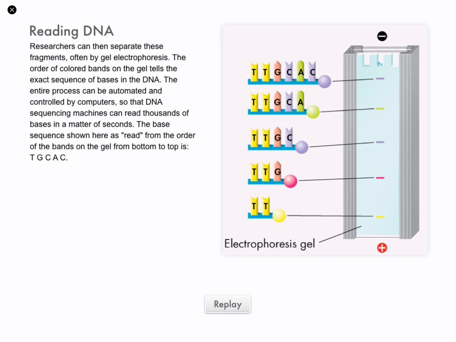Researchers can then separate these fragments, often by gel electrophoresis. The order of colored bands on the gel tells the exact sequence of bases in the DNA. The entire process can be automated and controlled by computers, so that DNA sequencing machines can read thousands of bases in a matter of seconds. The base sequence shown here, as read from the order of the bands on the gel from bottom to top, is T, G, C, A, C.